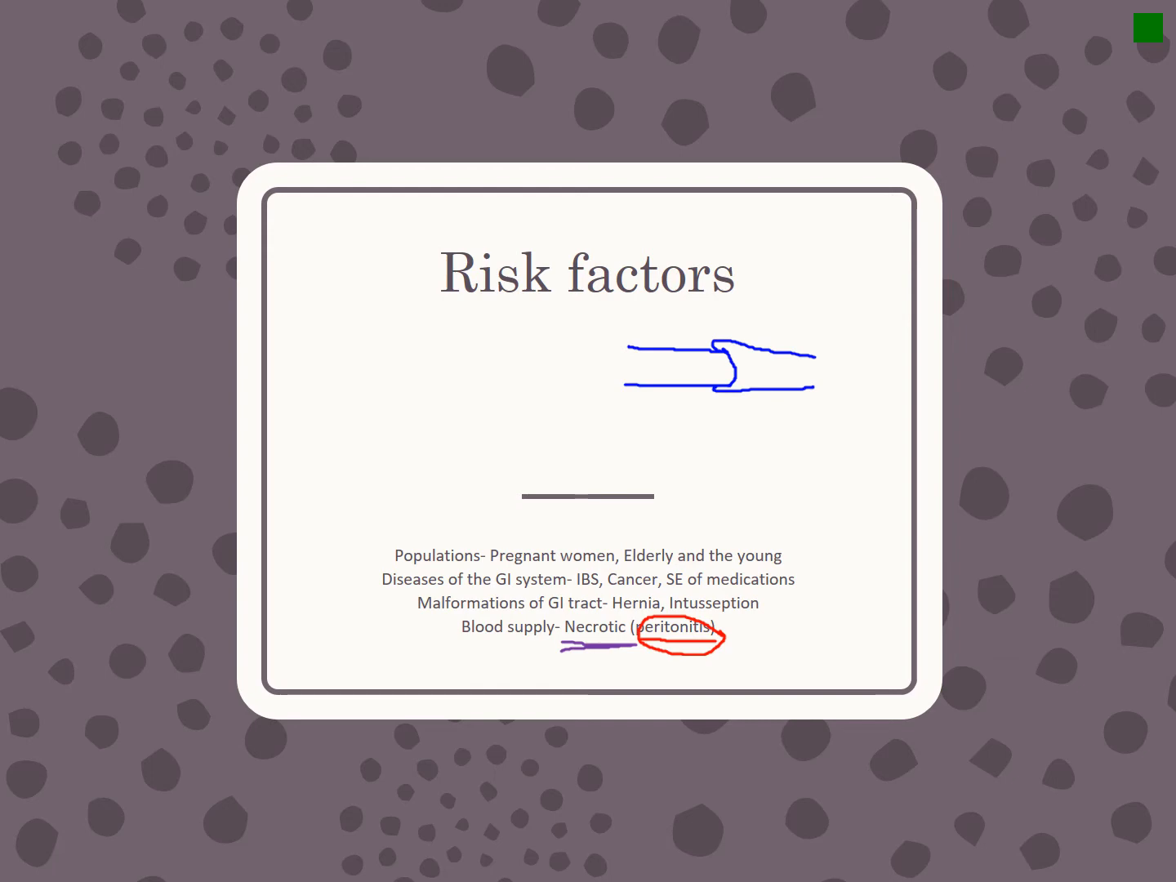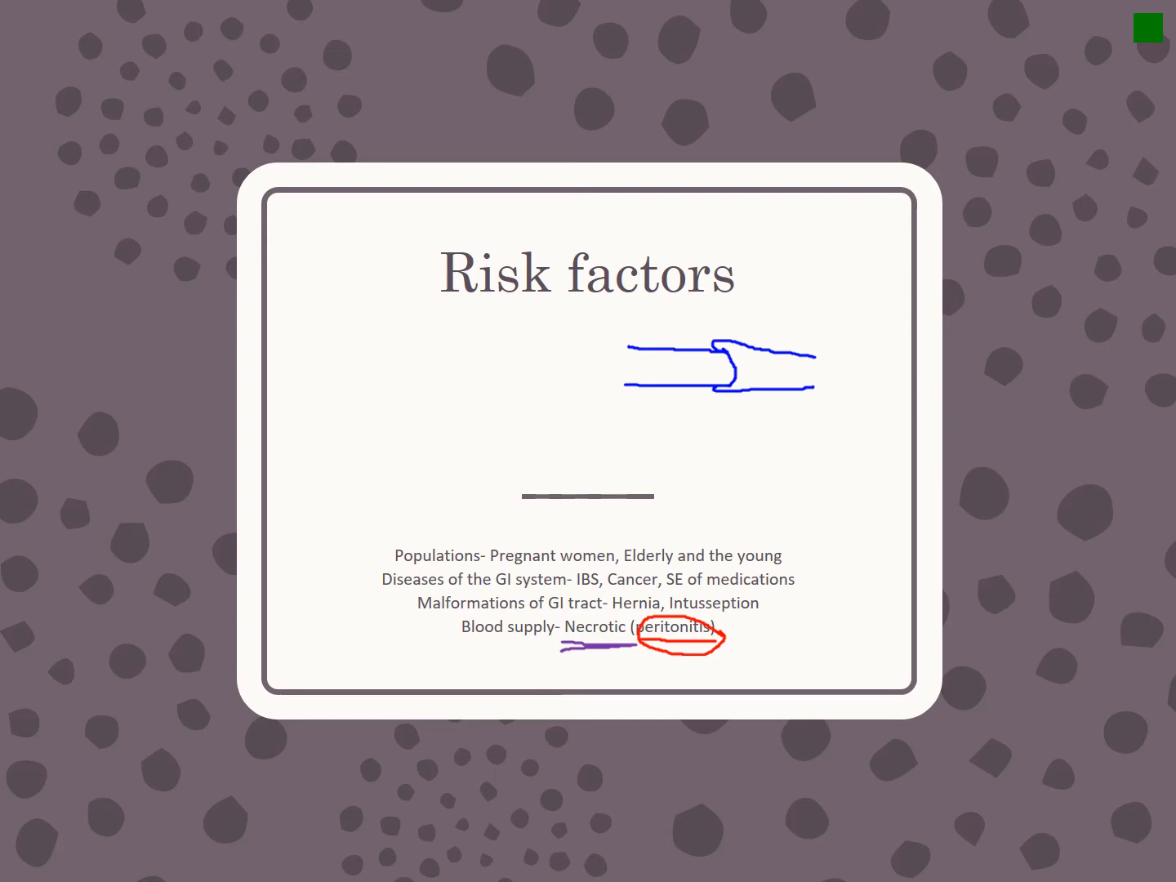Some risk factors people have with elimination related to the bowel: your populations are going to be your pregnant women, your elderly, and the young. Diseases of the GI system, like irritable bowel syndrome, cause a lot of issues with elimination in the bowel. Cancer, again, those colorectal cancers cause a lot of problems. And then something people don't always think about is side effects of medications. A lot of side effects of medications slow down your motility, or cause constipation, then cause impaction, and then cause lots of problems. Any malformations of the GI tract can cause problems with elimination.